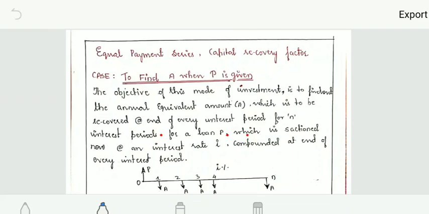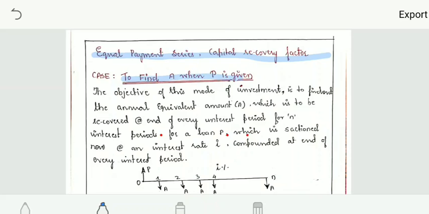The next factor is the equal payment series capital recovery factor. That is, you are finding the amount A when P is given. Capital recovery, the word itself says how to recover the capital. With the same example, suppose you have taken a loan from somewhere. You are going to find out how much amount has to be repaid up to n years to recover the entire capital.